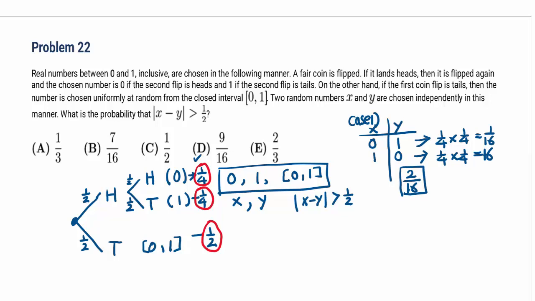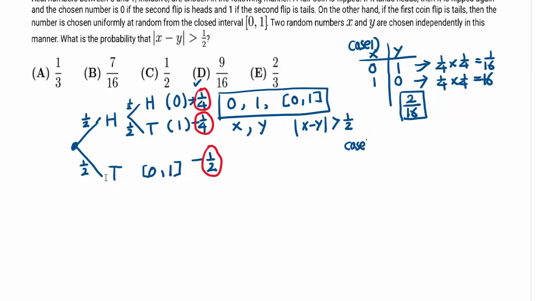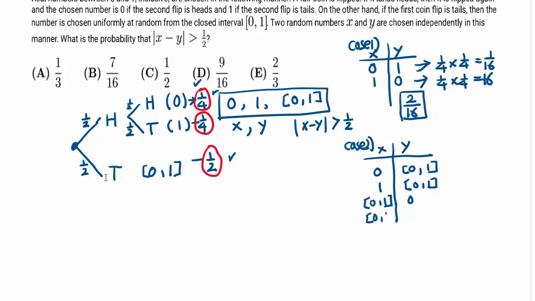Case 2. I'm going to choose 0 and this interval, so this is x, y: 0 and the interval, and 1 and the interval. And the other way around: x is the interval and y is 0, x is the interval and y is 1. We have four different choices.